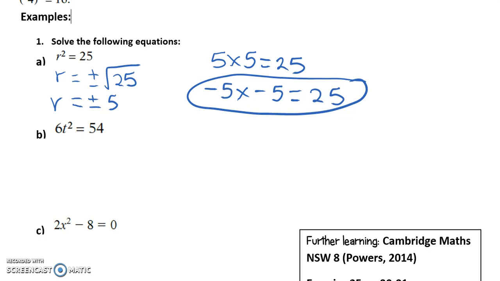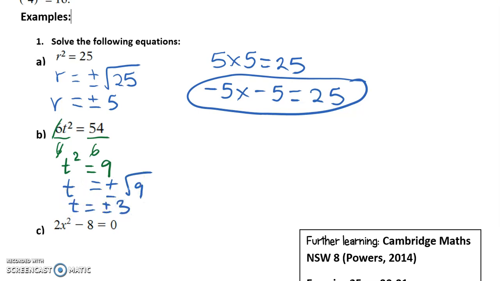Right, in the next one, we've got to do a bit of work first. We need to isolate the t squared, so we need to divide both sides by 6. These ones give 1 t squared, and 6 times 9 is 54. I'm then going to take the plus or minus square root of 9, and so t would equal plus or minus 3. Okay, again, you can substitute and check your answer.